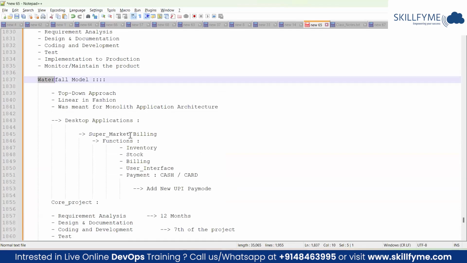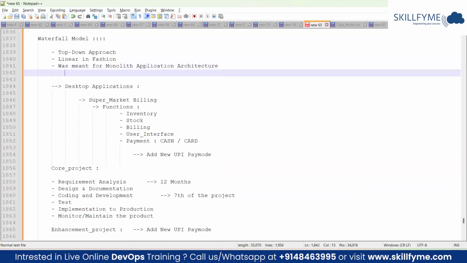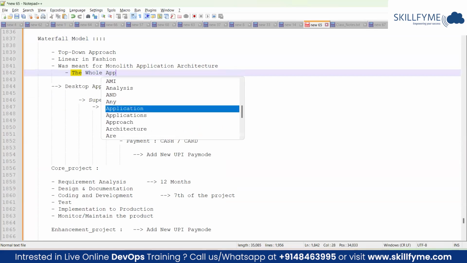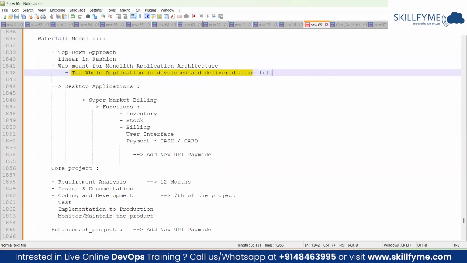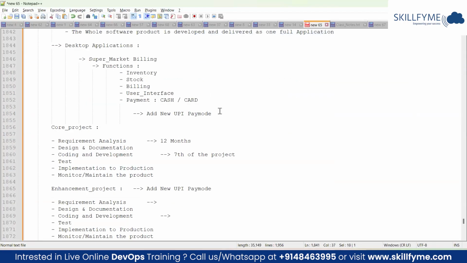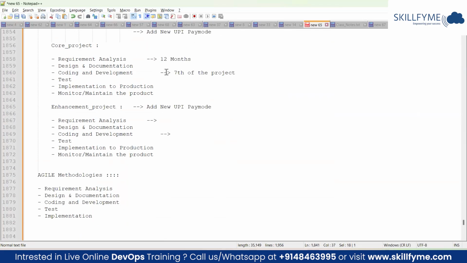In the waterfall model, the entire project is developed as one application. That is what monolith means. The whole application is developed and delivered as one full application product. The whole software product is developed and delivered as one full application in a monolith architecture. But if you use this monolith architecture, we cannot accommodate new changes.